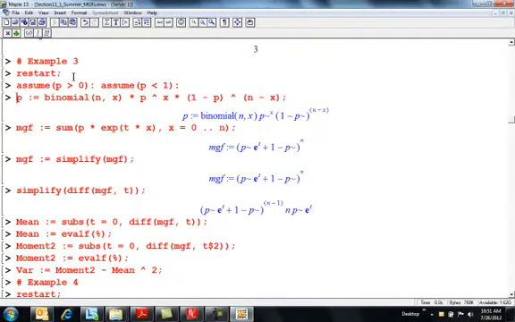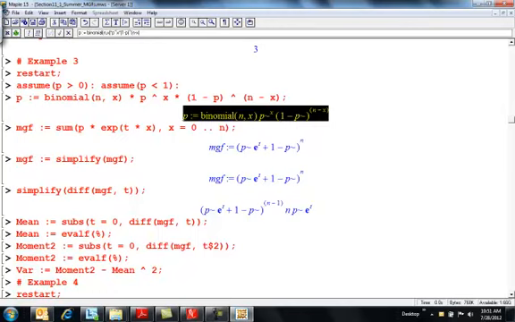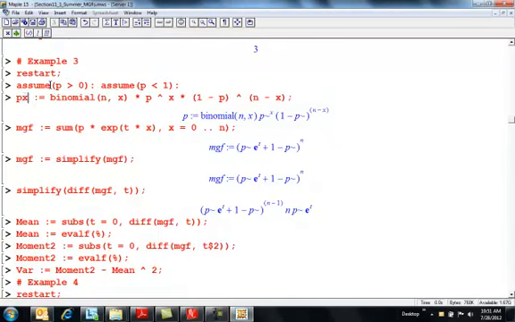Let's push a restart. There's the probability mass function. Wow, that's terrible because I have p in there twice. So let me rewrite this because this bothers me. Otherwise, I don't think it knows what's happening.